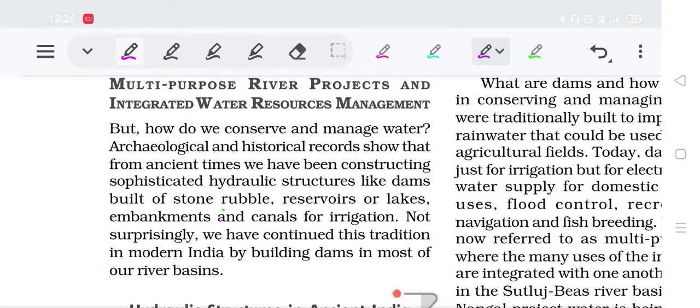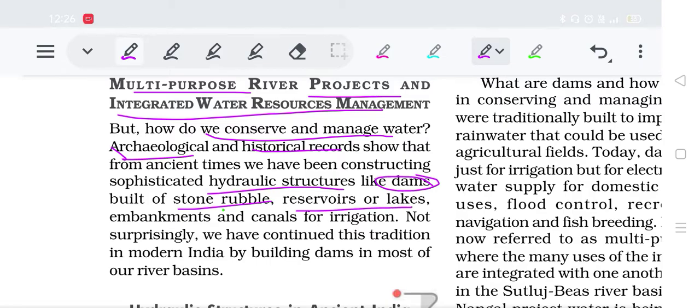So now we are talking about multi-purpose river projects and integrated water resource management. But how do we conserve and manage our water? Archaeological and historical records show that from ancient times we have been constructing sophisticated hydraulic structures like dams built of stone, rubble, reservoirs or lakes, embankments and canals for irrigation. Not surprisingly, we have continued this tradition in modern India by building dams in most of our river basins.